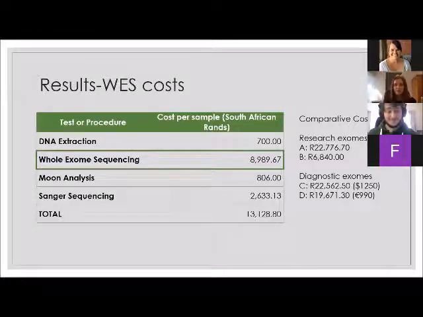So here you can see the research exome prices represent local costing, as diagnostic exomes are not currently performed in South Africa, and then the diagnostic exomes represent the international prices.